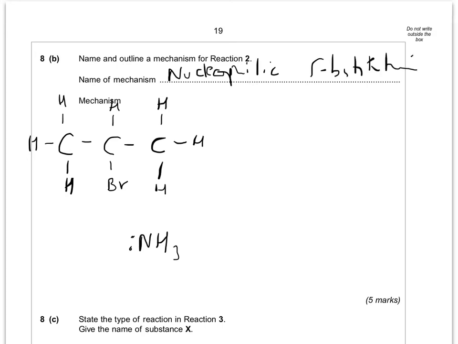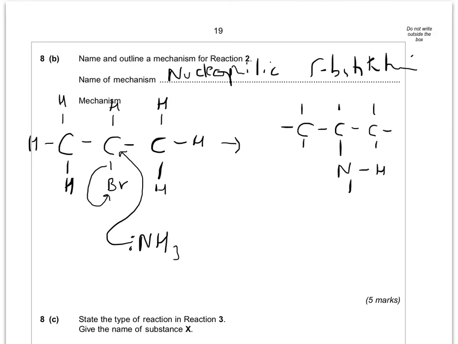So you've got a lone pair on NH3. NH3 is not charged, and that will come in, attack your C, and then your C-Br bond will break and go to the Br, and that will form an intermediate. So you've got 3 C's in a row, and you've got your N with 3 H's on it. Just fill everything in.